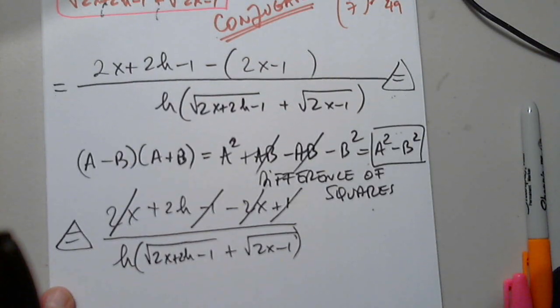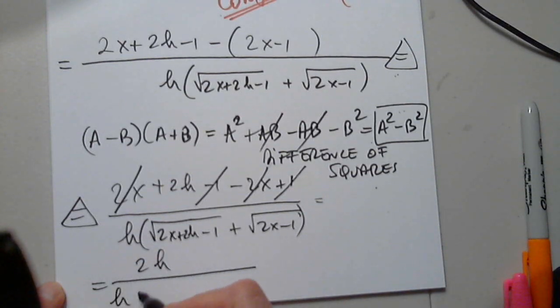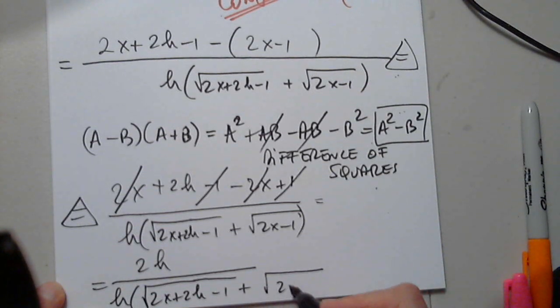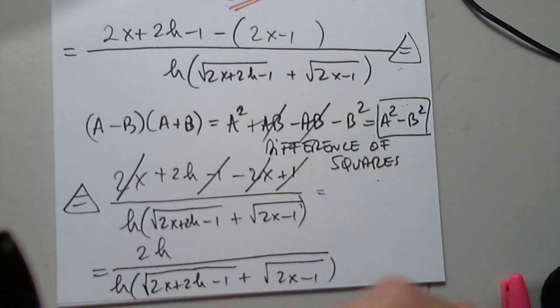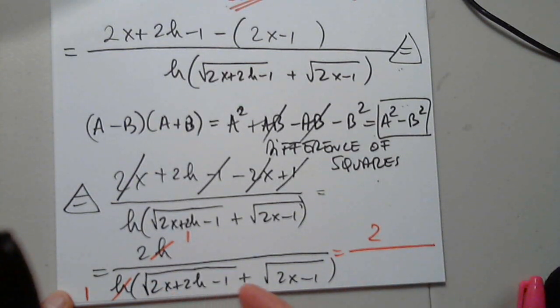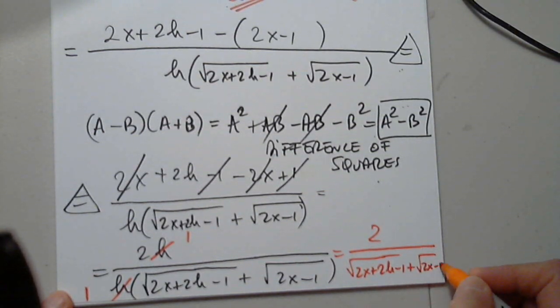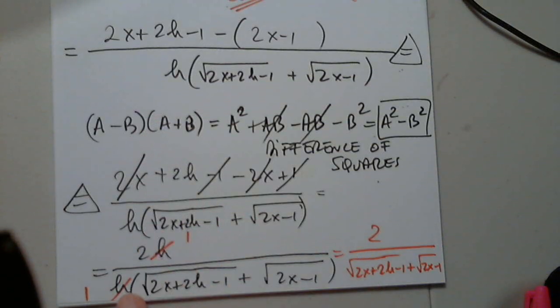Okay, let's see. I will write it again. I have 2h in the numerator. I have h and the square root of 2x plus 2h minus 1 plus the square root of 2x minus 1 in the denominator. And here's what I do next. 1 and 1. So the final answer is 2 over this whole thing: the square root of 2x plus 2h minus 1 plus the square root of 2x minus 1. Notice there is still an h left somewhere, but not this one that was in the denominator. No, that one is gone.